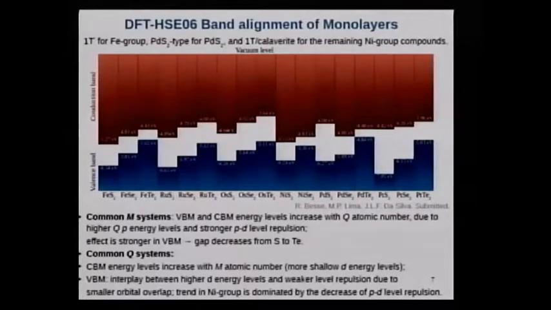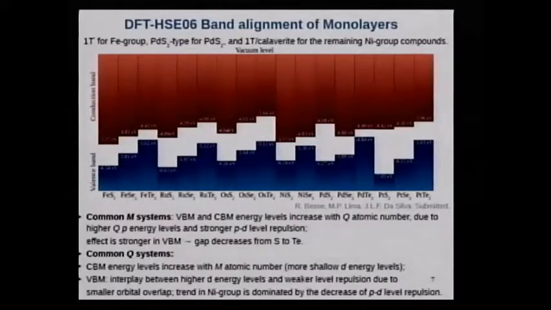The trend that we can observe here is that for common transition metal systems, when substituting the chalcogen, both the VBM and CBM energy levels increase with the atomic number of the chalcogen, because we are increasing the p energy levels, and this also leads to a stronger p-d level repulsion that increases both the VBM and CBM energy levels. Because this effect is more direct and stronger in the VBM, the gap decreases when going from the sulfides to the tellurides.